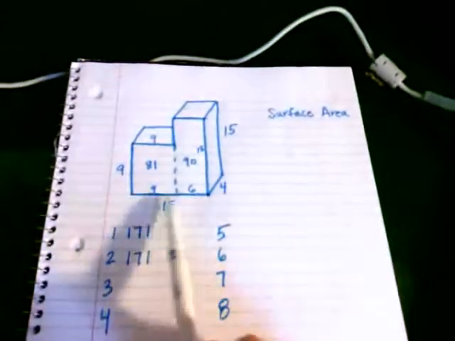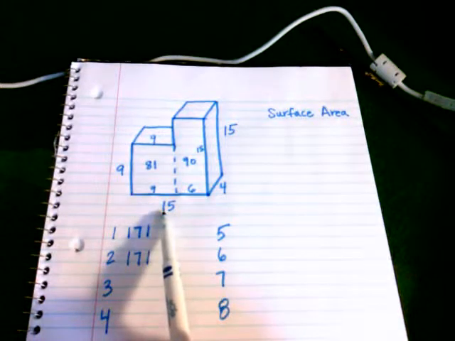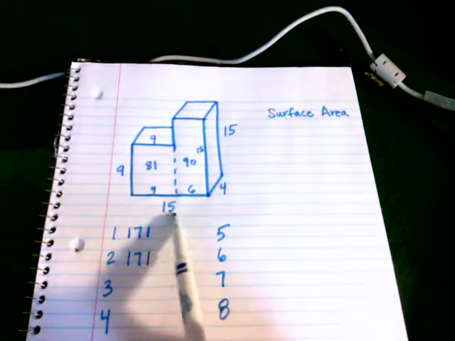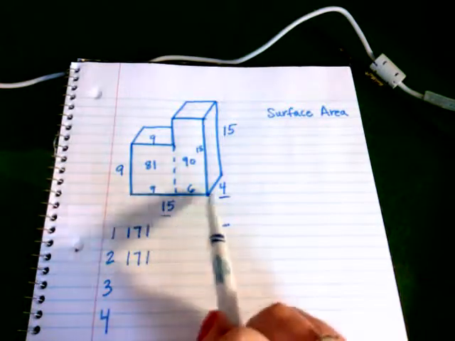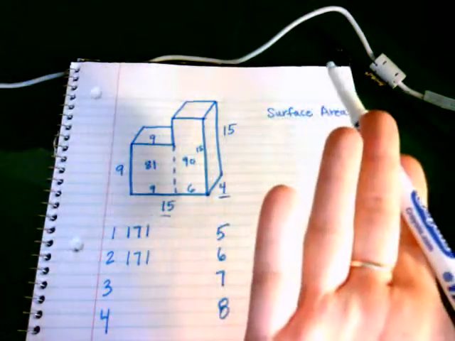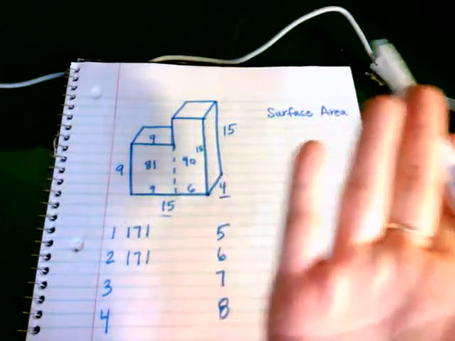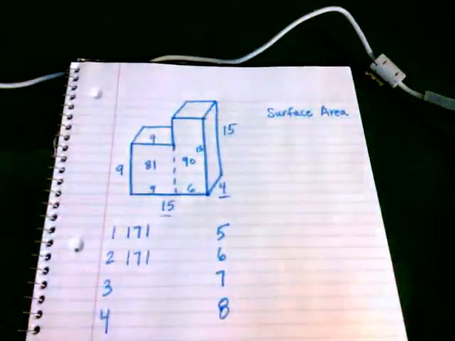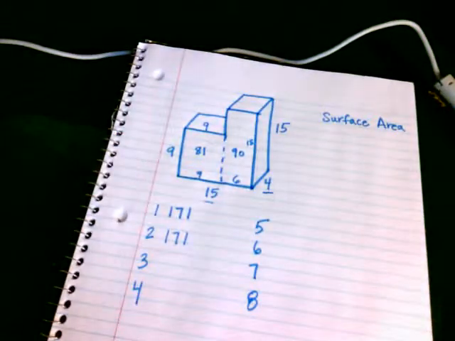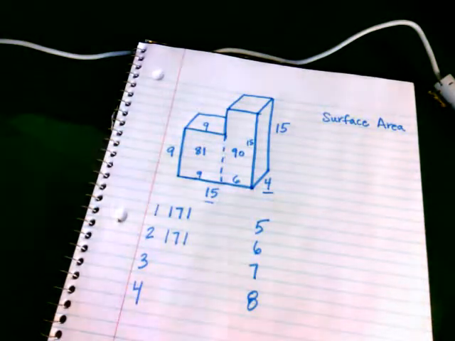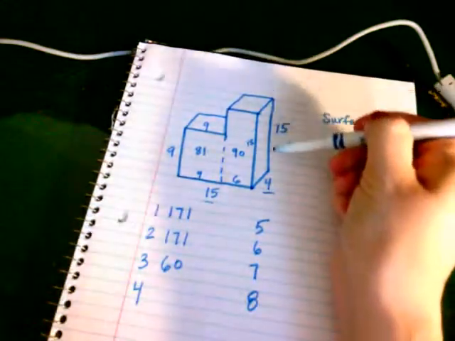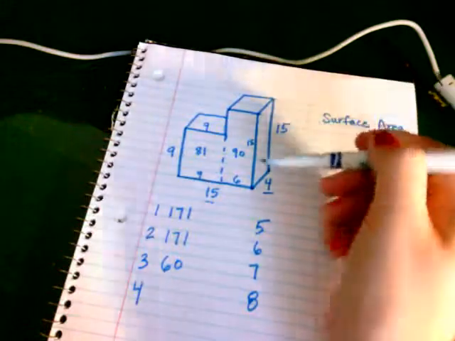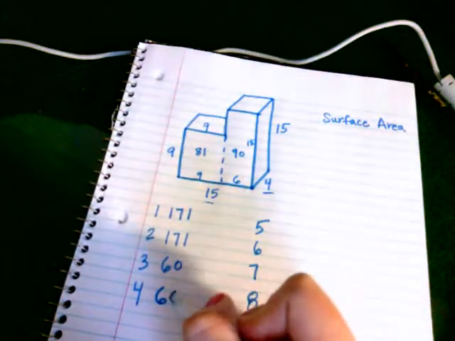So I'm going to call this bottom part side 3. And I know that the surface area of the bottom part is 15 times 4 because I have the length times the width. You have to imagine that you're looking at the shape from the bottom and you want to find the surface area of the bottom of that shape. So 15 times 4 is 60. So I get 60 for side 3. Now this is side 4, and it's also 15 times 4. So I'm going to add 60 for side 4.